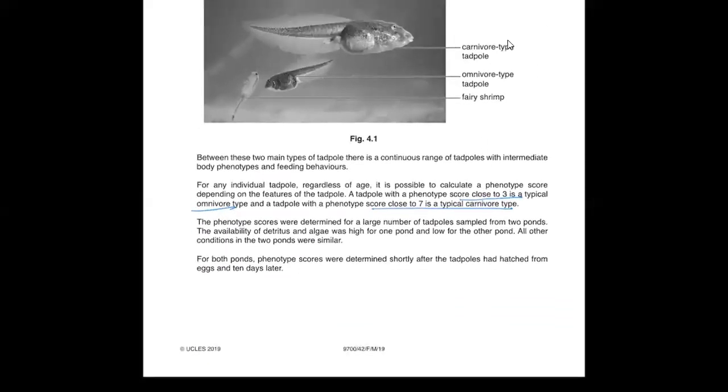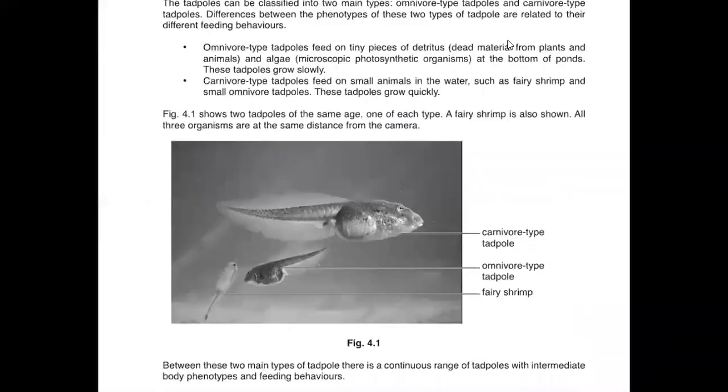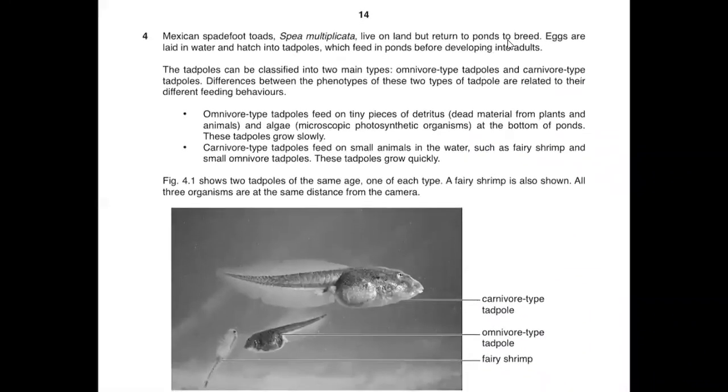So here they are saying this is March 2019, variant 42. This question came for these toads, and they are saying these Mexican toads live on land, but they go to ponds as well. Their eggs are laid in water. They hatch into tadpoles, which feed in ponds before turning into adults. They are further saying that there are omnivore type tadpoles and carnivore type tadpoles as well.